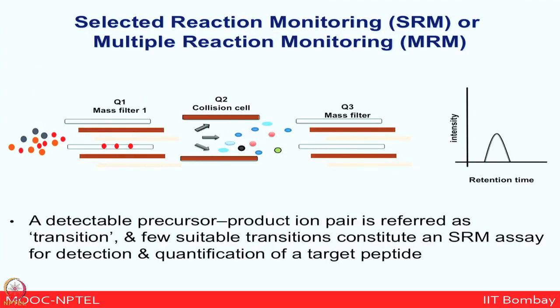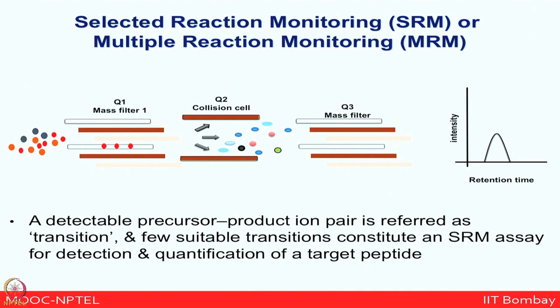In these assays, you will see triple quadrupole mass specs being used. For example, Q1, which is a mass filter, is where you select a given peptide. You have already identified the peptide sequences of interest from the discovery workflow. Now, you want to validate a specific peptide. So, you select those specific peptides, let us say shown in different colors of red, blue and black. For the red one, you do the fragmentation in the collision cell and then further analyze its product ions. So, you are looking at the precursor and product ion pair, which is referred to as the transition.